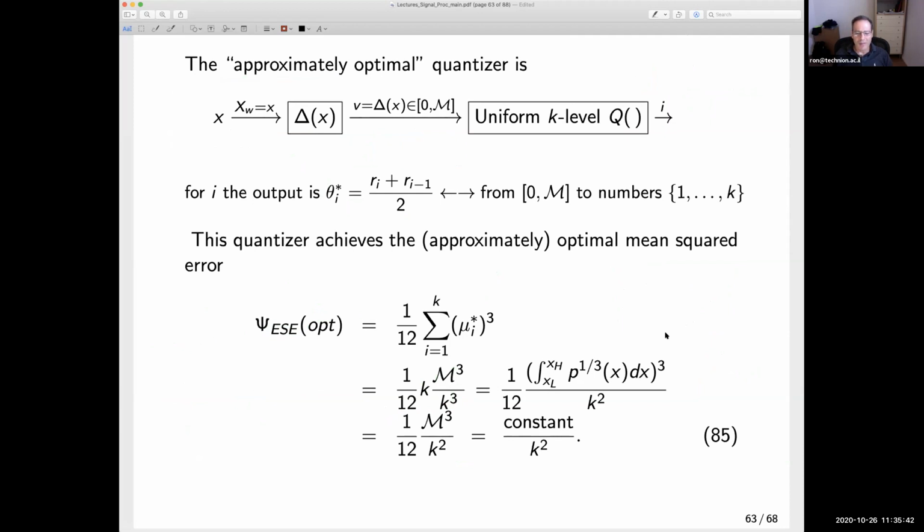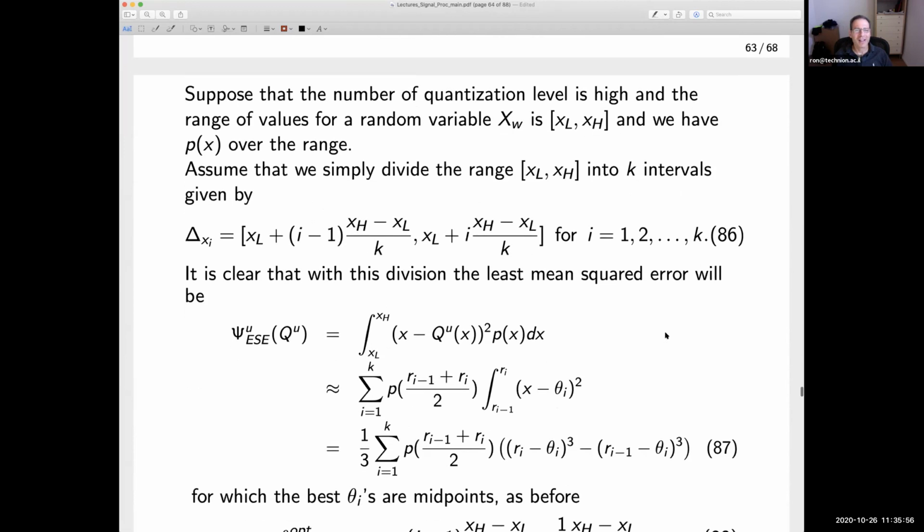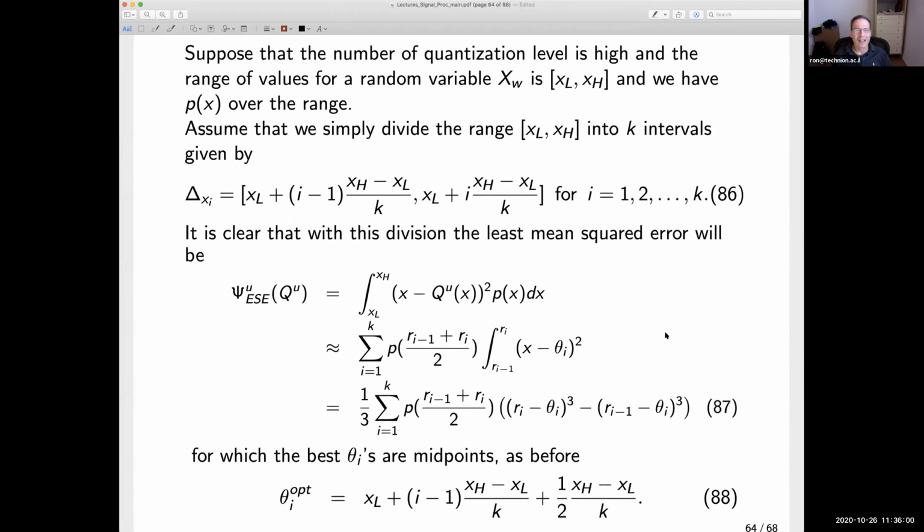Okay, and again, remember that I'm always treating my probability function as some constant function, so I need to do it carefully. Okay, so I'm done with this part. So again, if we suppose that the number of quantization levels is high and the range of the random variable is given here, and we have P over the range, and then we assume that we split the range into K uniform intervals. Then the question that comes to mind is, why shouldn't the uniform intervals be better than the whole process that I've shown you now?